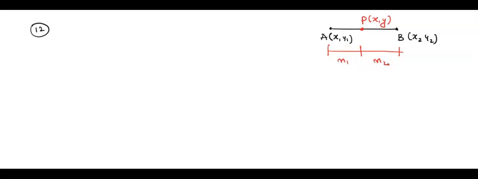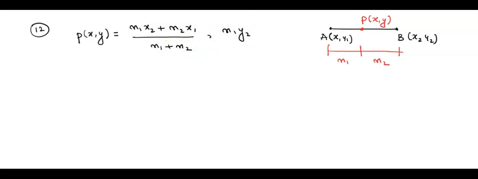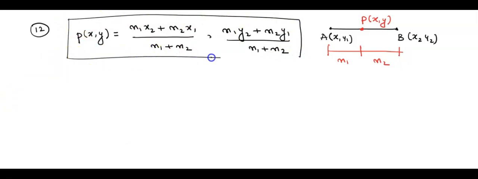Now we want to find the coordinates of P. Then what should we do? We have to use the formula to find the coordinates of P of x, y. That is m1 x2 plus m2 x1 by m1 plus m2, m1 y2 plus m2 y1 by m1 plus m2. So this is the formula which we use to find the coordinates of P. This formula is also called the section formula.